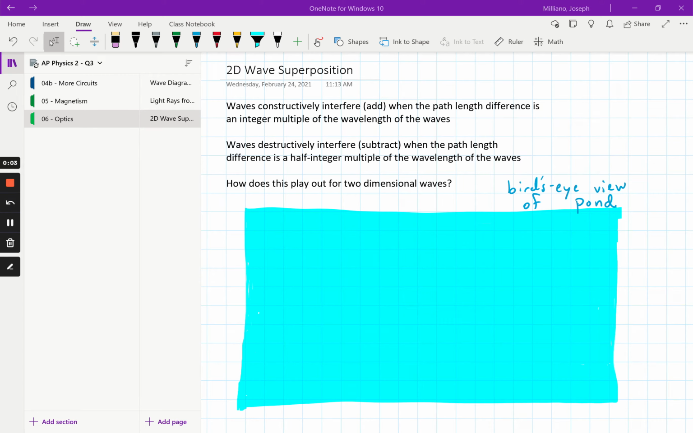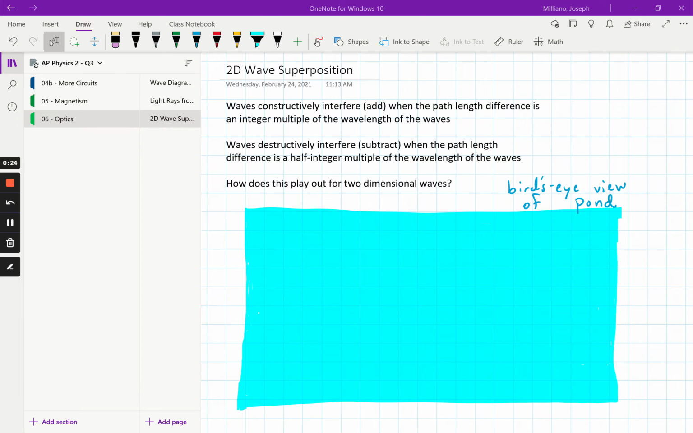Hi folks, in this video we are going to be talking about wave superposition with two-dimensional waves. So we saw in previous videos that waves constructively interfere and they add together to get an increased amplitude when the path length difference is an integer multiple of the wavelength of the waves that are interfering.